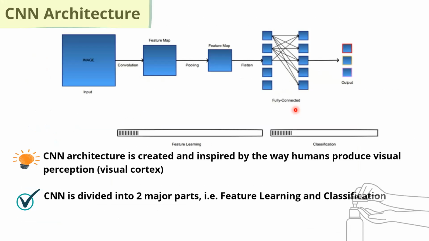This figure is the general architecture of the CNN. So there is the input layer or the input image, followed by the CNN process that is divided into two major parts, that is the feature learning process and the classification process. In the feature learning process, there are several important points: the convolution, then the activation function, and the pooling layer.